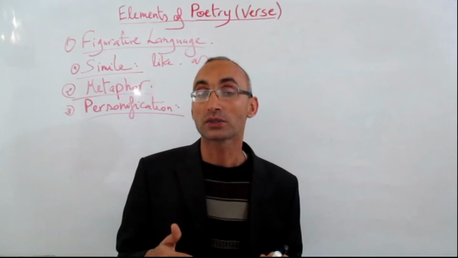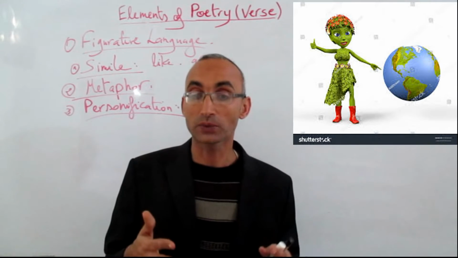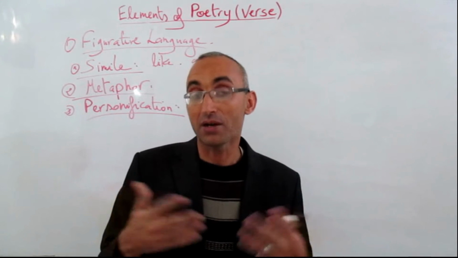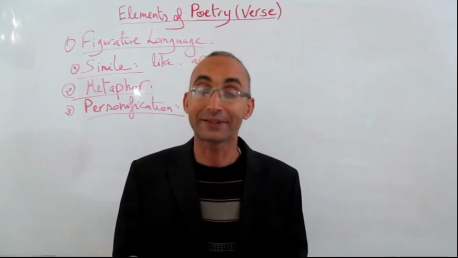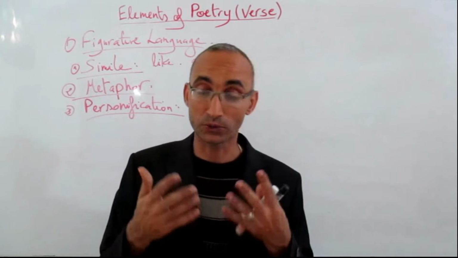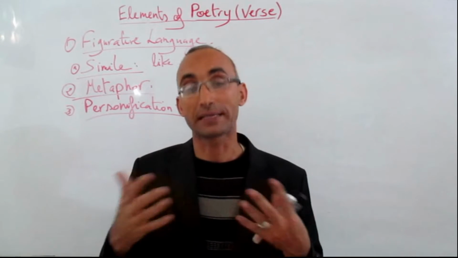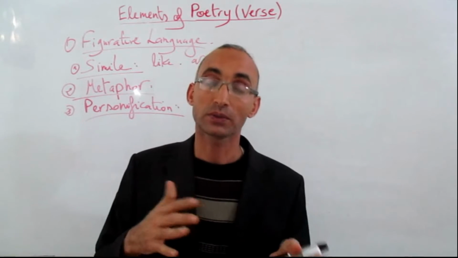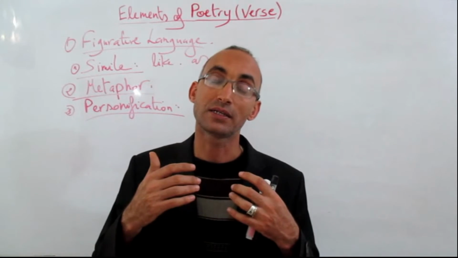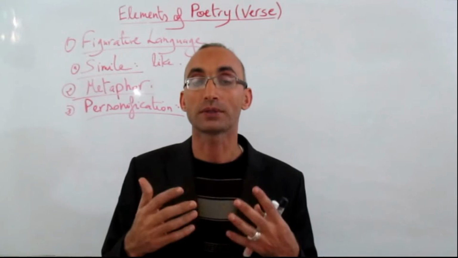Clear? Or for example, when we say the earth grows, it's green, or wears its green dress. The earth wears a green dress. Here he resembles the earth to a woman who wears a green dress. So here is what we call personification. He renders the earth as if it were a woman or a person.